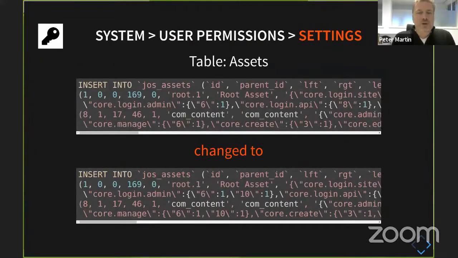What happens in the background? Joomla has an assets table, and the assets table is used to store the ACL permissions, not the front-end viewing permissions, but what people or groups are able to do. And what you can see here is that we have, for instance, a record with ID 8, and it's a core manage. It used to be that user group 6 is able to do that, but now we also have user group 10 that is able to do it, because 1 means yes, it's Boolean for yes, true. So that's stored like this.